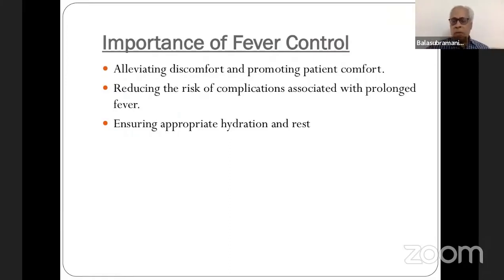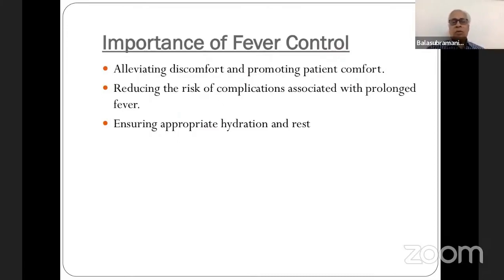But at the same time, once the temperature is very high, say 39 or 40 degrees, it is proven with animal experiments that the immune system, as well as the homeostatic system, gets imbalanced. But let us forget those physiological aspects. To the mother and the father, the child having fever has a lot of discomfort. Basically, we have all taken the Hippocratic oath to alleviate discomfort and to promote patient comfort. So that is one of the reasons why we should treat fever.